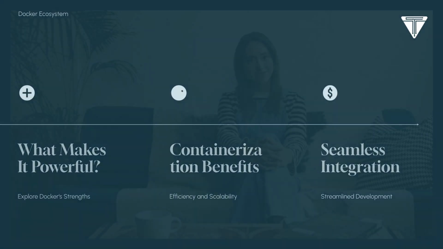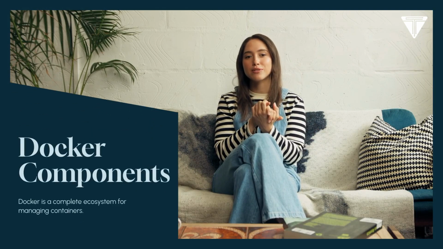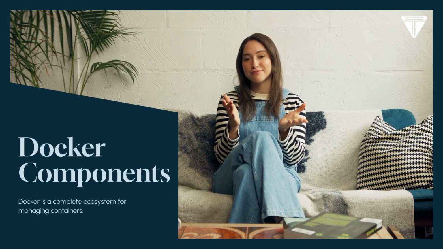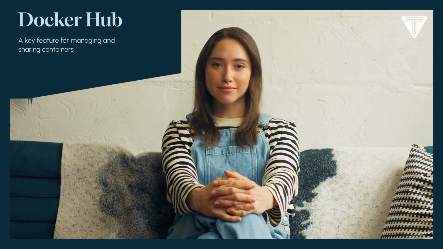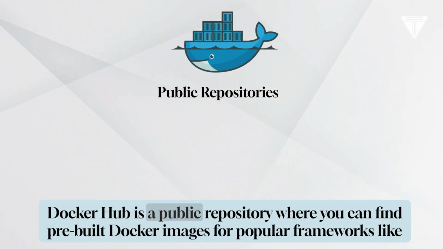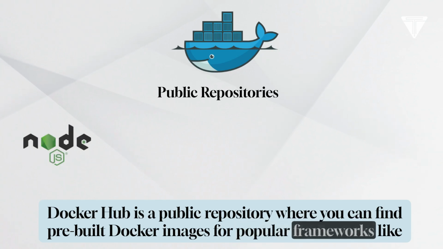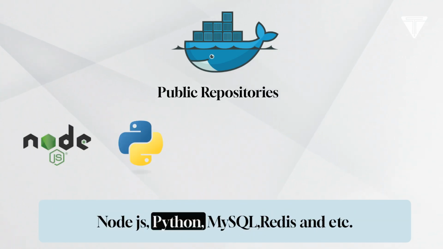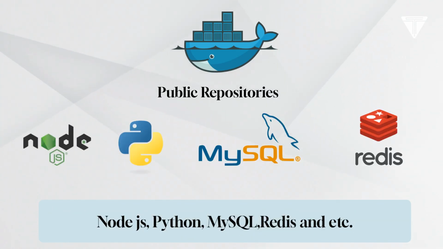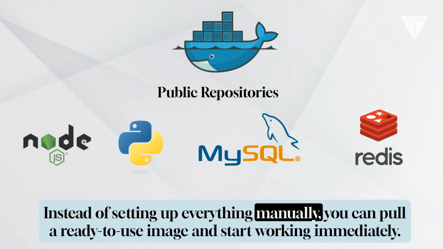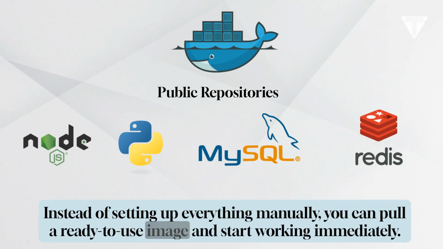Docker ecosystem. What makes it powerful? Docker consists of different components that make it a complete ecosystem for managing containers. One of its most useful features is Docker Hub. Docker Hub is a public repository where you can find pre-built Docker images for popular frameworks like Node.js, Python, Redis, and etc. Instead of setting up everything manually, you can pull a ready-to-use image and start working immediately.